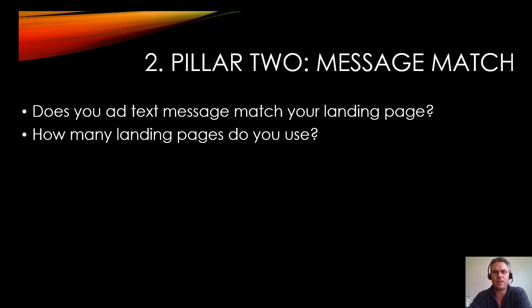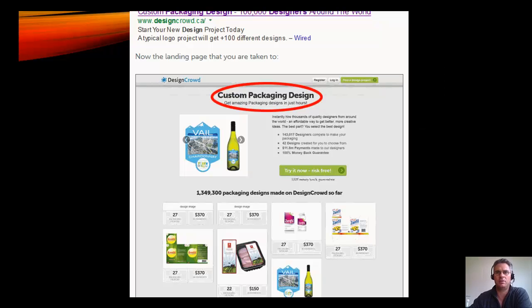In pillar two, we're going to be talking about message match. Does your ad text message match your landing page? Most wouldn't, because you're running traffic straight to your home page, so it'd be very difficult to have it specific for each keyword. And if you are using landing pages, how many landing pages do you use? Do you use one landing page per prominent keyword group?